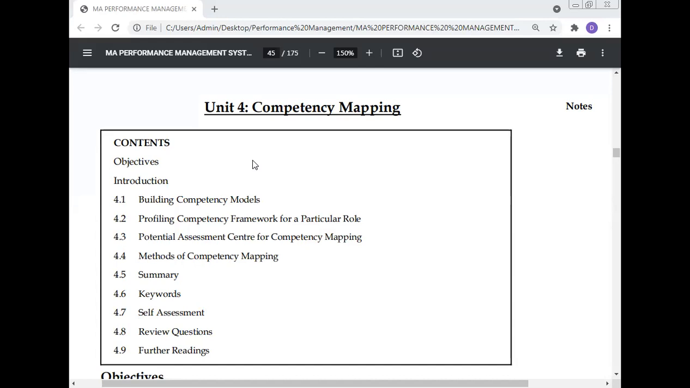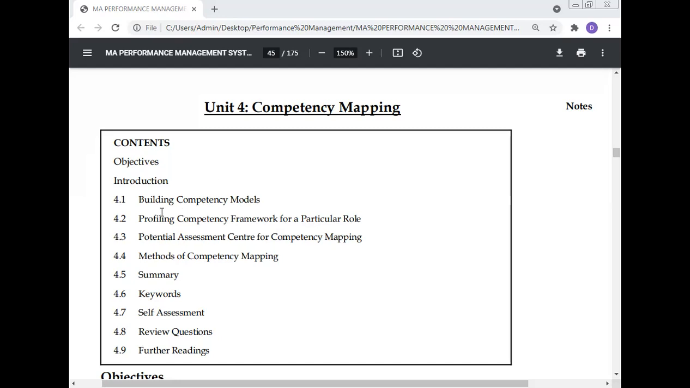Today, Professor Dr. Manoj Kumar takes a lecture and discussion on performance management. Previously, he gave the lecture on performance management. Today, he takes the lecture on competency mapping, Unit 4 of competency mapping.